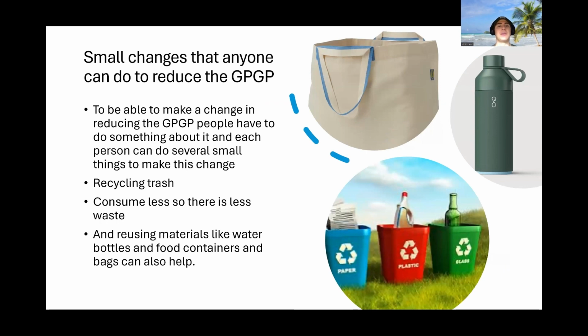Small changes that anyone can do to reduce the Great Pacific Garbage Patch. To be able to make a change in reducing the Great Pacific Garbage Patch, people have to do something about it, and each person can do several small things to make this change. Recycling trash, consuming less so there's less waste, and reusing materials like water bottles, food containers, and bags can also help.